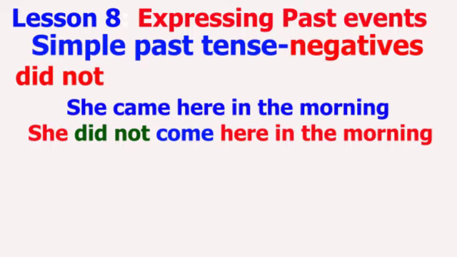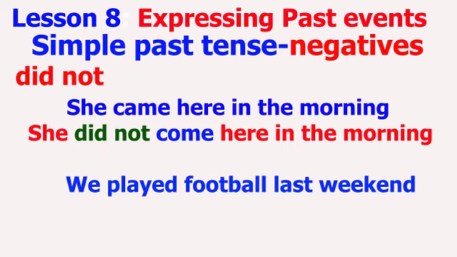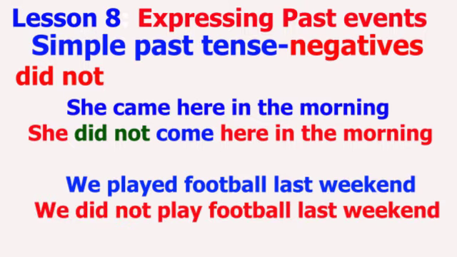You can also take an example from the second sentence that says, we played football last weekend. We played football last weekend. As usual, as we have agreed that we are adding did not, the sentence we played football last weekend is going to be, we did not play football last weekend. Remember that when you are using did not, the verb should go back to its basic form.